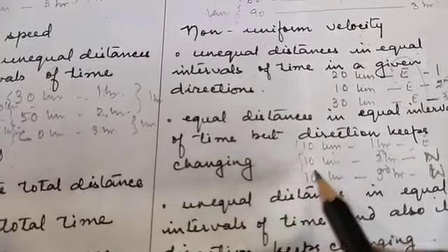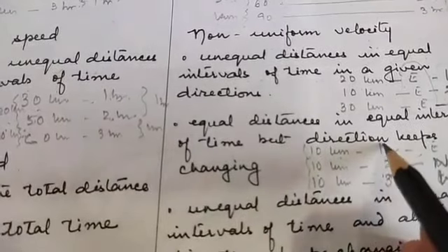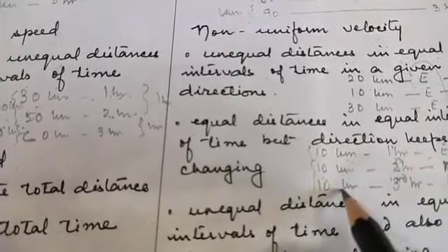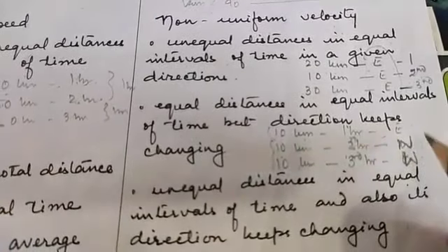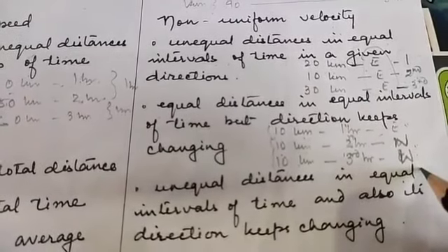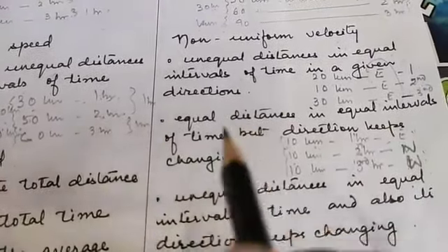So here the distance is the same, 10 kilometers in each hour, and the time interval is also the same: first hour 10 kilometers, second hour 10 kilometers, third hour 10 kilometers. But what is changing? The direction is changing. First it is moving towards east, then north, and then west. So this also comes under non-uniform velocity.